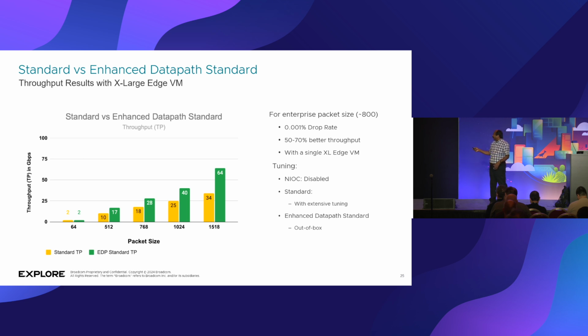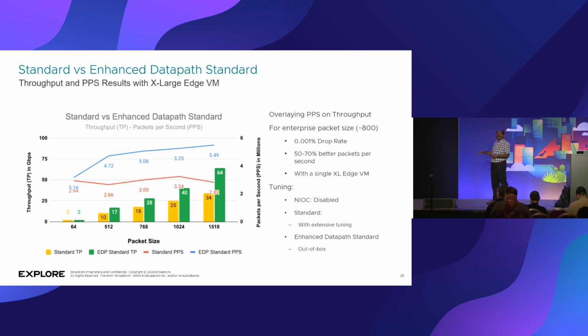So let me embed the PPS on top of it. The lines that you're looking at, the blue is enhanced data path performance packets per second, and the red is the standard data path. And as you can see, there's again a huge difference. It's almost like 50 to 70% improvement when you go with the enhanced data path standard, and it already hits your line rate limits, even with a single extra large edge VM.